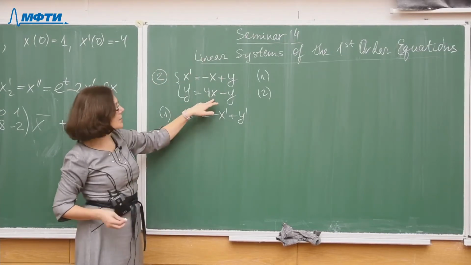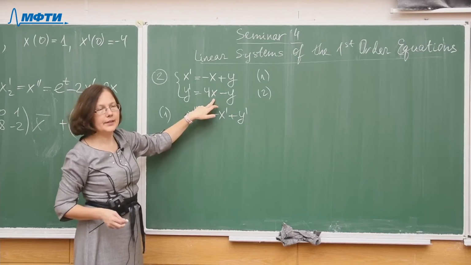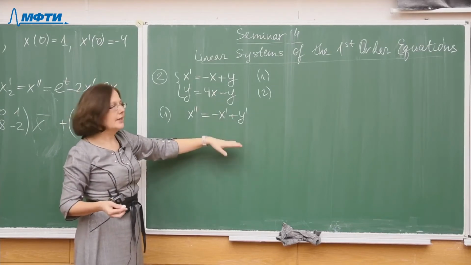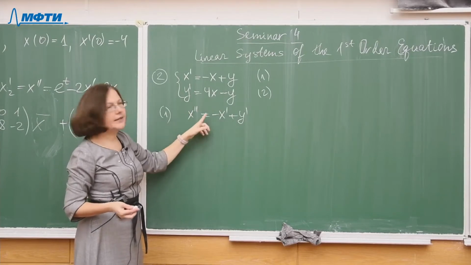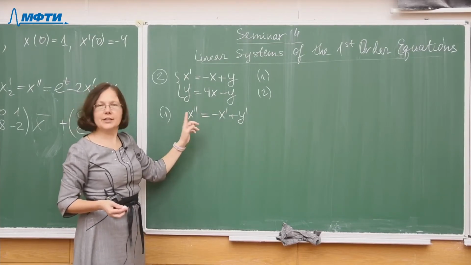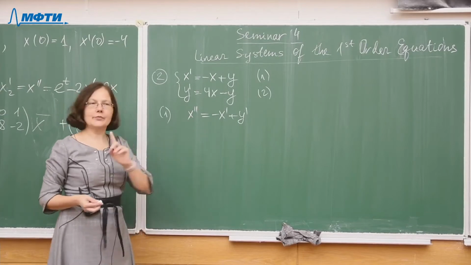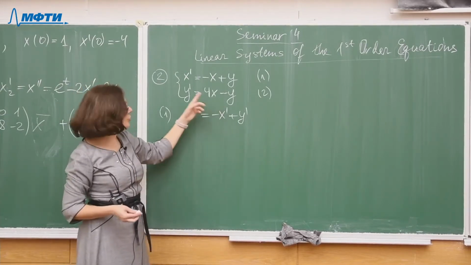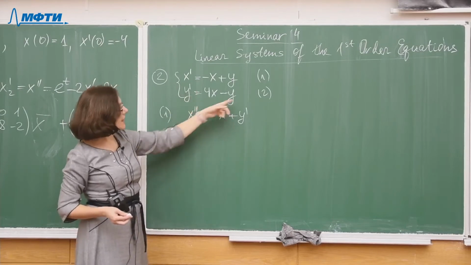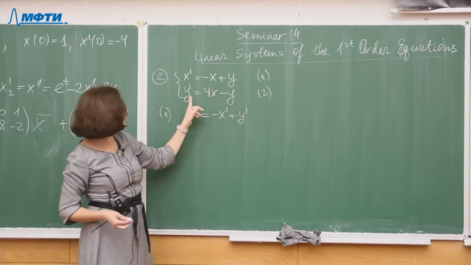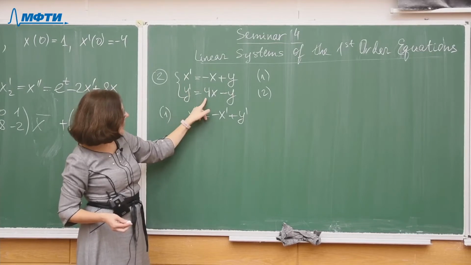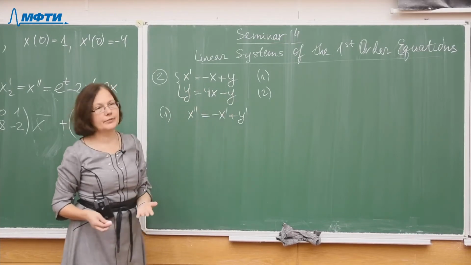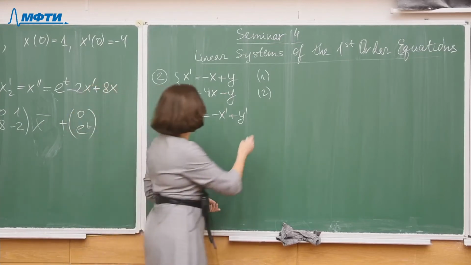Next, we will use equation number two, and our goal is to eliminate y, right? Our goal is to obtain the second order linear differential equation only in one variable, in x. We want to eliminate y prime. So to eliminate y prime, we may take the second differential equation, and we can see that y prime is equal to this expression, 4x minus y, and we will substitute it.